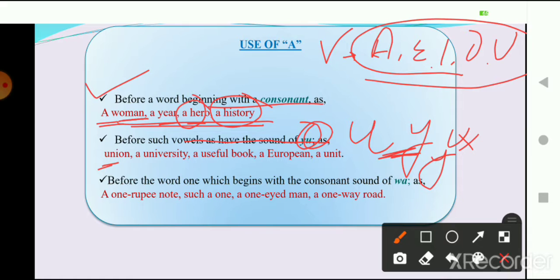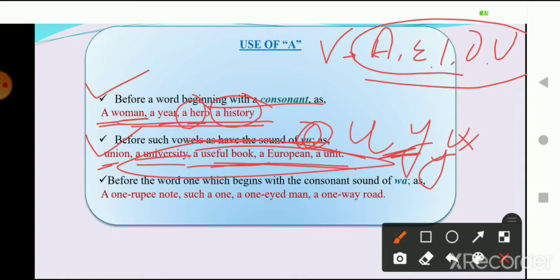Similarly, university. We write a university, not an university, right? Other examples: a useful book. Even though these words start with a vowel letter, the sound they produce is that of a consonant, the y sound. That is the reason we use the article a before these nouns. So this is the second use of the article a.